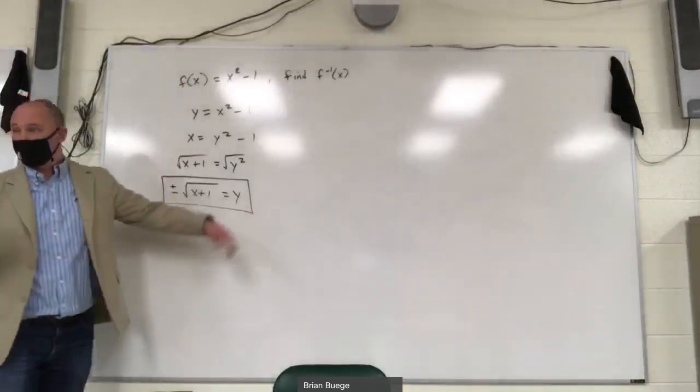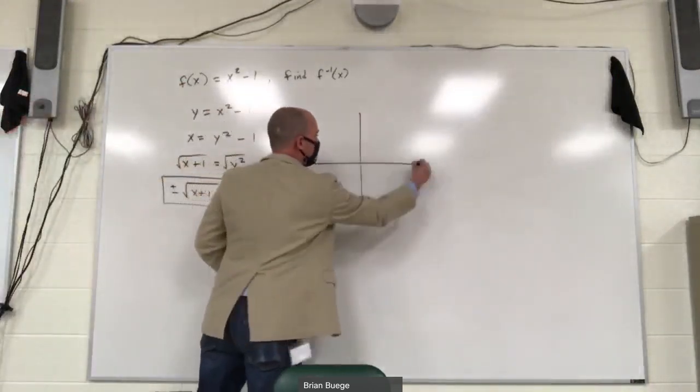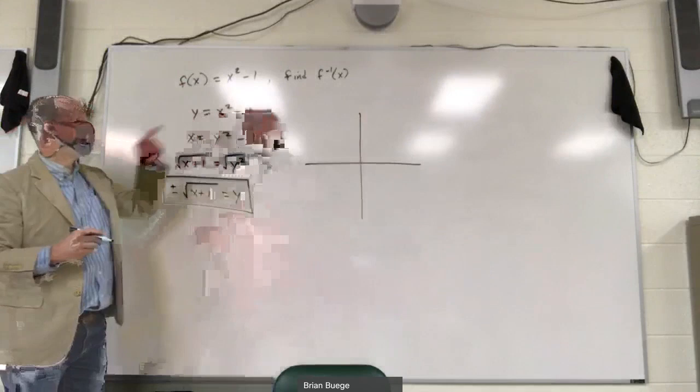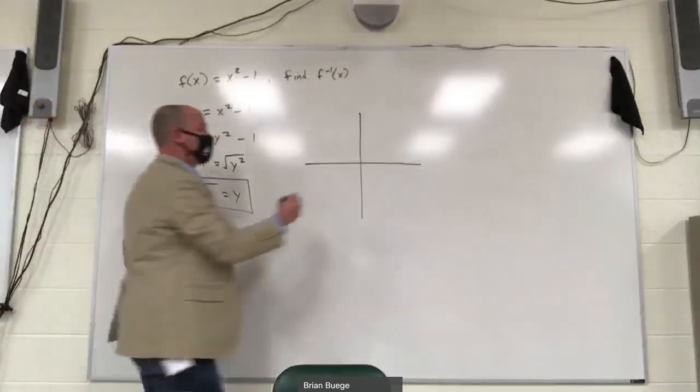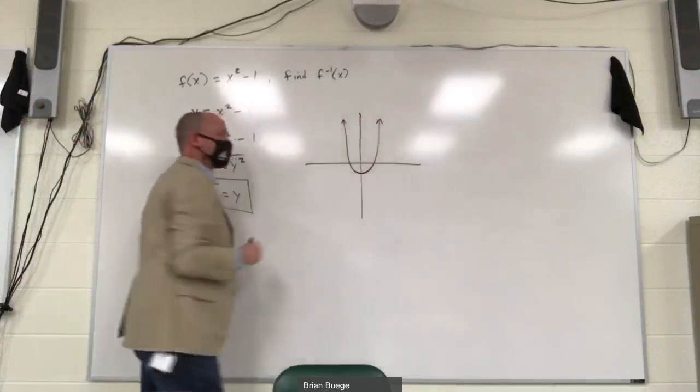Okay? Graphically, here's what this would look like, by the way. And again, you're not going to have to graph this. I just want you to understand it. X squared minus 1, if I graph that, is a parabola. It gets shifted down 1. That would look something like that.